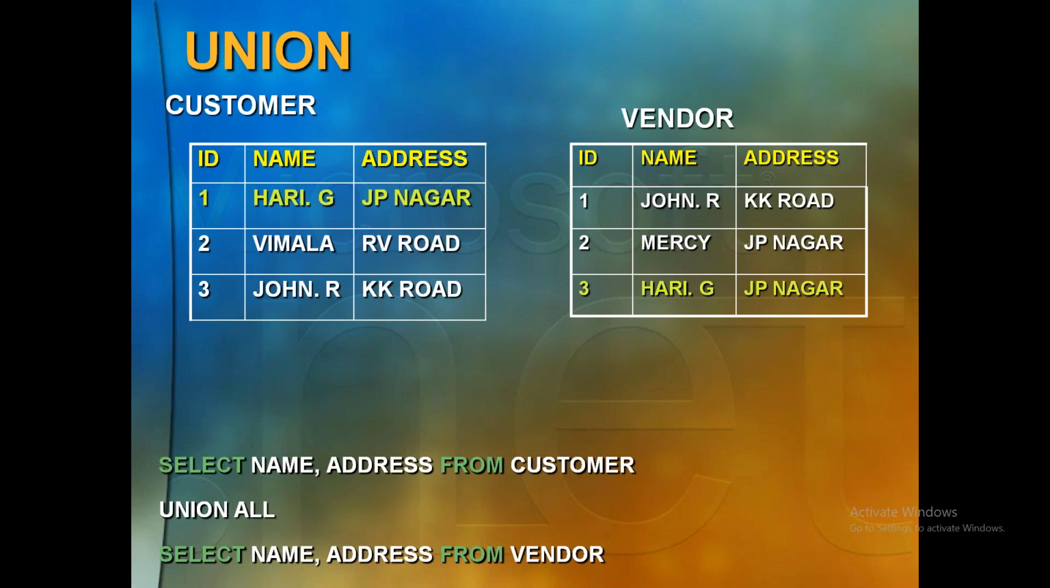Definitely union all is faster. Why? It is not going to look for duplicates. If I'm doing any operation for duplicate data, then definitely I'll take a lot of time, right? So if I'm verifying for something, I'll take more time. So union all is not going to verify for duplicate data, so it is faster. It is not going to sort any data.